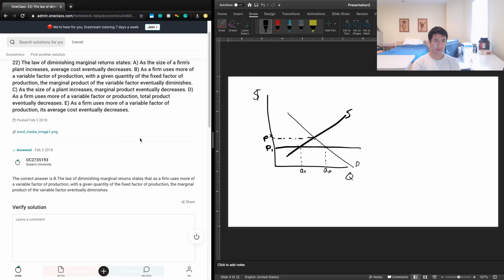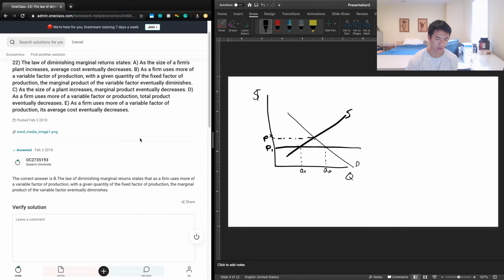B says, as a firm uses more of a variable factor of production with a given quantity of the fixed factor of production, the marginal product of the variable factor eventually diminishes. And this is much better of an answer because, again, we see it's a very broad category of things. It uses any variable factor of production, not just a plant's size. And the key thing here is the idea that the marginal product of the variable factor eventually diminishes.